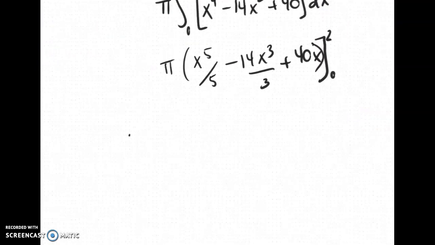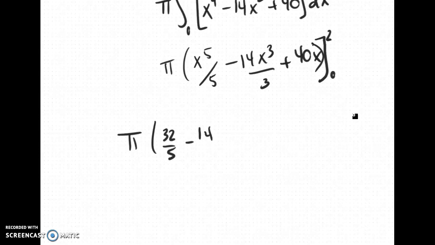So putting in 2 here, I'm going to get 32 over 5 minus 14 times 8 over 3 plus 40 times 2. And then minus 0, because this will all be 0. So we don't even have to include that part.